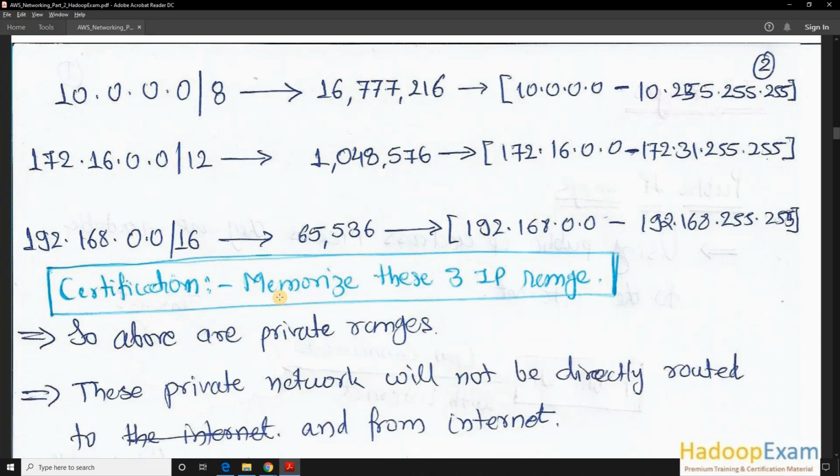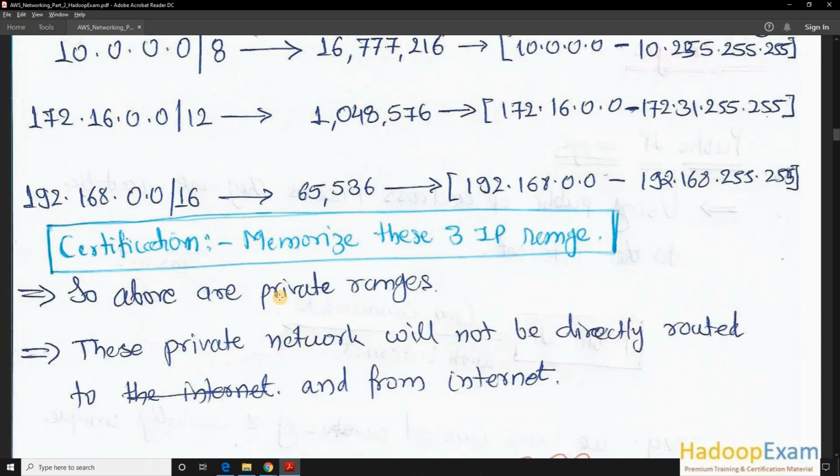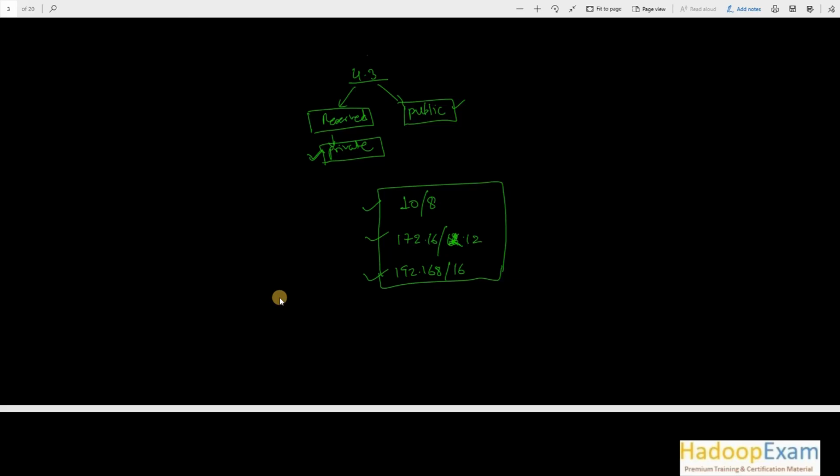Above private ranges, these private networks will not be directly routed to and from the internet. So if you are using any IP address in your network, it cannot directly reach the internet. This is your internet, so this is directly not reachable. You have to do some provisioning in between, which we will learn later, to reach the internet from private IP addresses. Obviously we need this done. So these private IP addresses are not usable in the public address space. They are private and remain private.